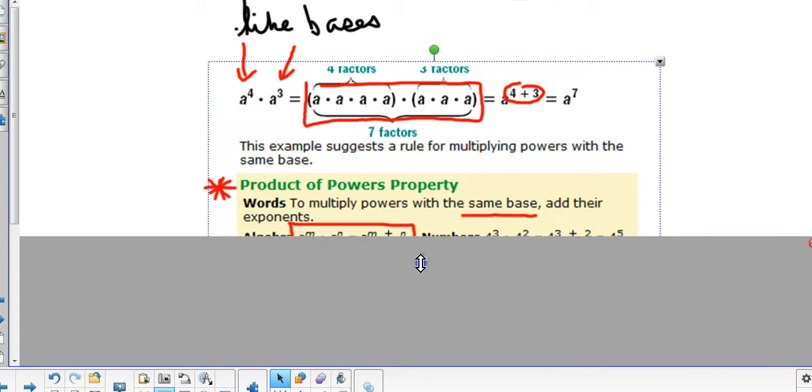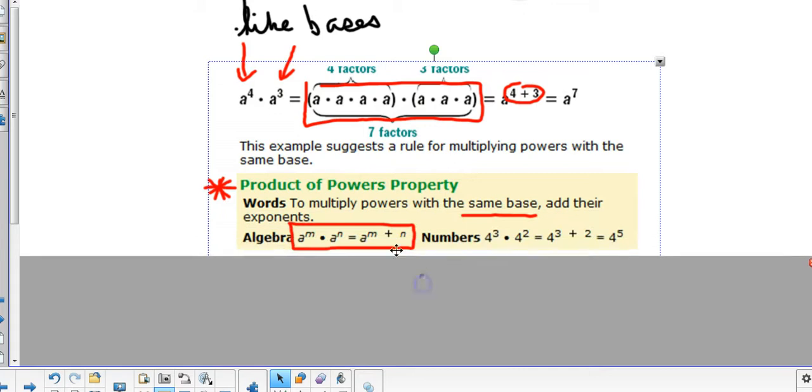So in words, multiplying powers with the same base, add their exponents. Algebraically, and this is where we advance our thinking so that we can think in general terms, a to the m times a to the n, since they're like bases of a, we can make it a to the m plus n. No matter what m and n are, we can add those values together to get a total. So for these, we have 4 to the 3rd times 4 to the 2nd, since they're like bases.